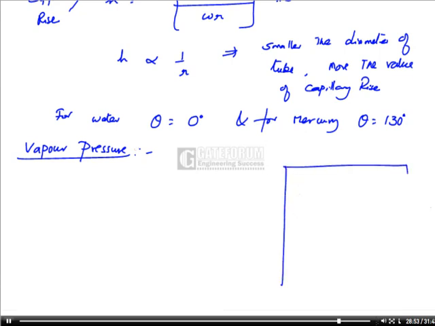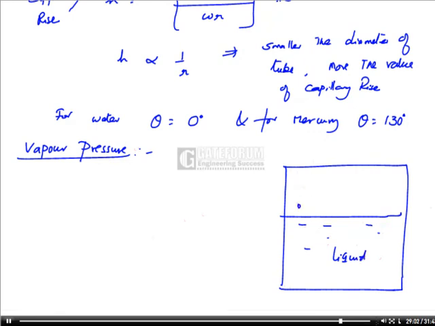For example, if you consider a container, this is liquid. The molecules leave the surface of the liquid because of their molecular energy and accumulate in the space above the liquid. So these molecules will exert pressure over the surface of the liquid. This pressure is known as vapor pressure.